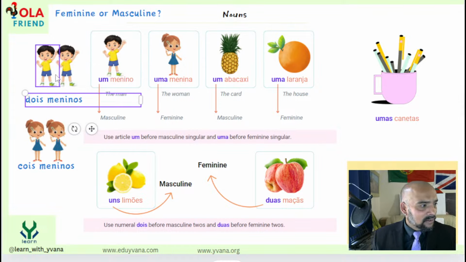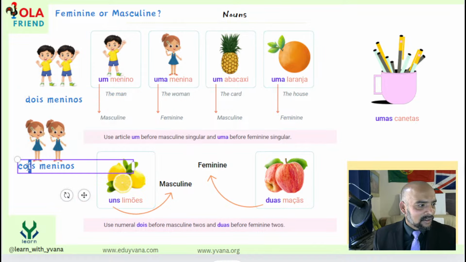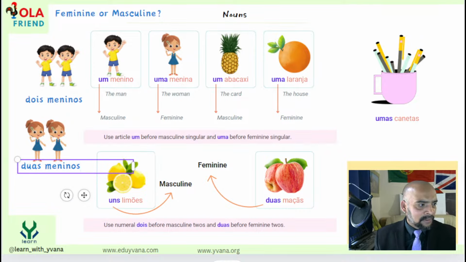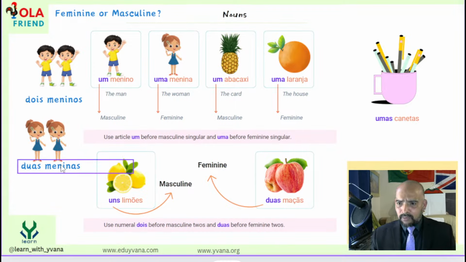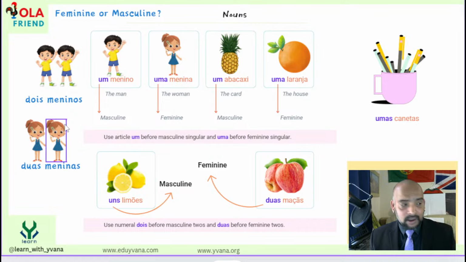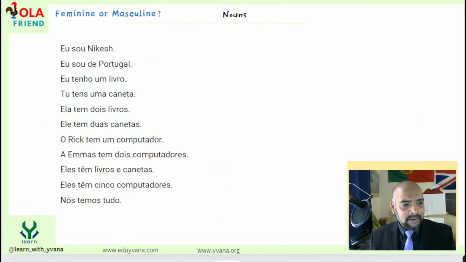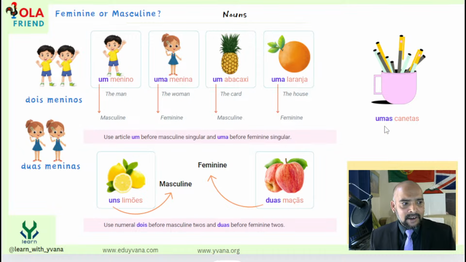Come on, duas meninas. If you see here, even to say two, it changes. Thank you very much, Hari sir and Bikram sir, duas meninas. So it is very handy and very useful that you know if words are feminine or masculine. And if you say umas canetas, some pens, right? Because caneta is a feminine word.